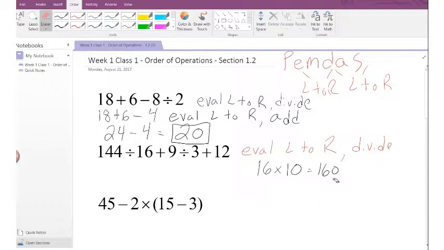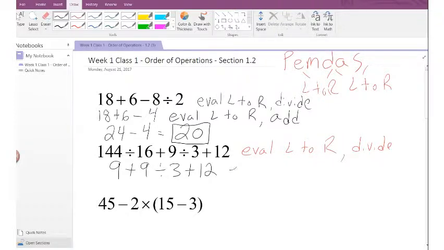The other erasers tend to be a little small. The stroke eraser takes care of everything pretty quick. So yeah, that 144 divided by 16 does become 9. And then 9 plus 9 divided by 3 plus 12. Everything else just gets copied down.